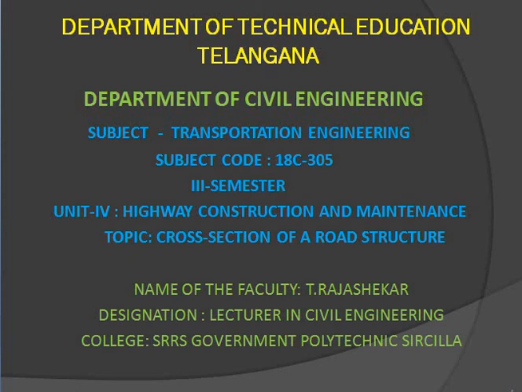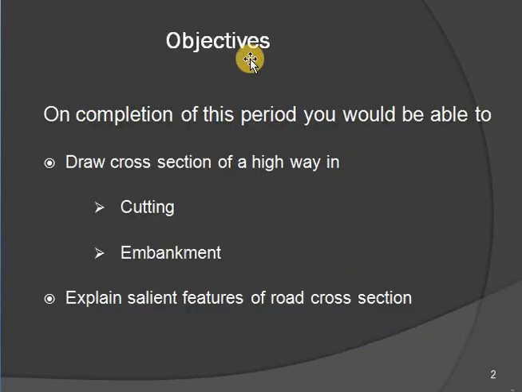So today we are going to discuss Unit 4, Highway Construction and Maintenance, and the topic is cross section of a road structure. So objectives: on completion of this period you will be able to draw cross section of a highway in cutting, embankment and explain salient features of road cross section.